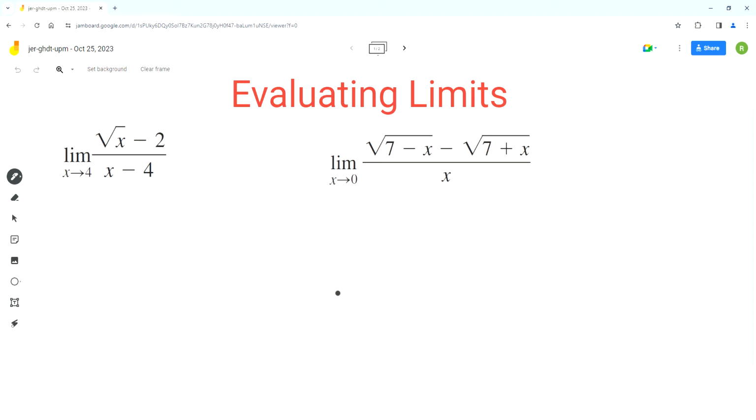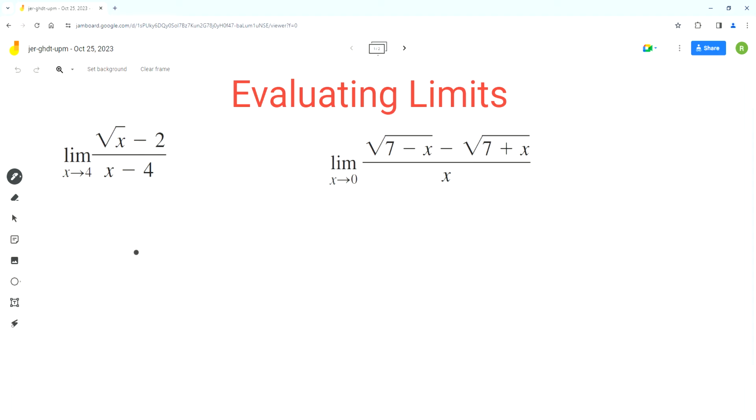So in this video, we'll solve these two problems using the concepts of limits. The first one on the left side is limit x approaches 4, square root of x minus 2 over x minus 4. Now for this problem, we cannot use direct substitution because if we substitute x as 4, we get a 0 in the denominator. And since it's a fraction, the 0 in the denominator will make the fraction undefined. So direct substitution won't work.